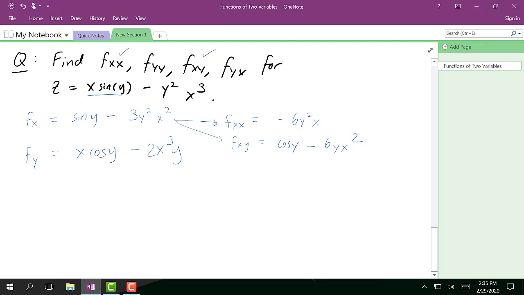Now we're going to take the remaining partial derivatives, looking at this function first. So fyy, excuse me.